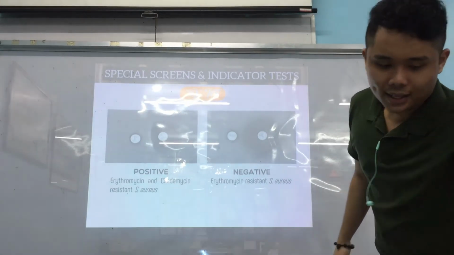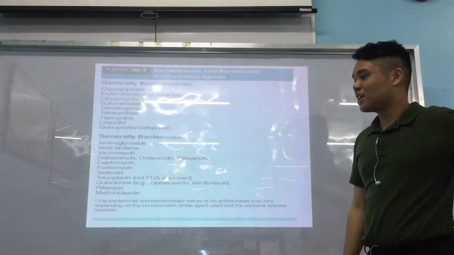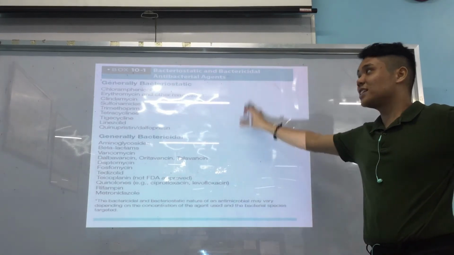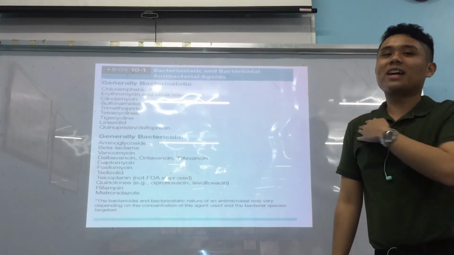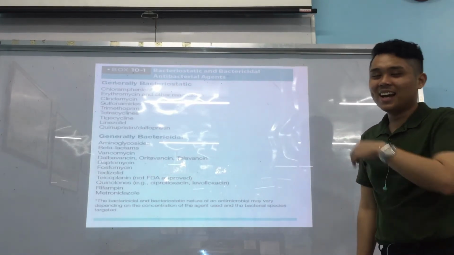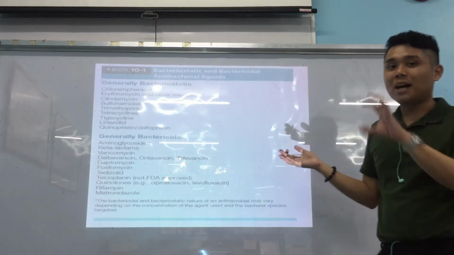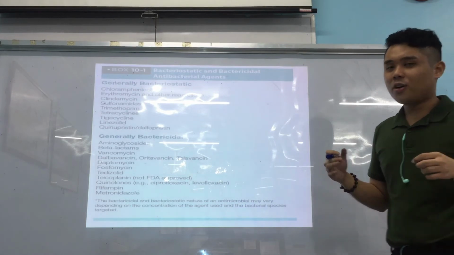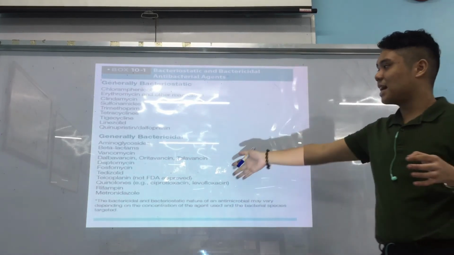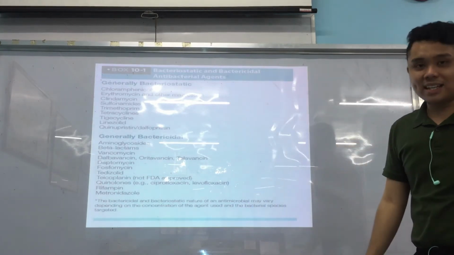And this is a table I got from Bailey and Scott's. I included it in my review, although it did not come out in the boards, but I included it so that as early as now, you'll be aware. These are categorizations of your different antibacterial agents: whether it is bacteriostatic, meaning it just inhibits the growth, or bactericidal, meaning it kills. So which are the bacteriostatic and which are the bactericidal.